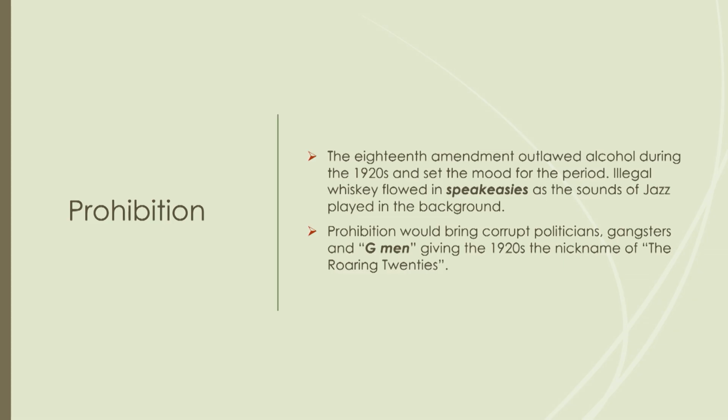Prohibition. The backdrop of the 1920s, of course, the thing that makes it fun, is all because of the 18th Amendment. And what the 18th Amendment does is it outlaws alcohol during the 1920s. And because it outlaws alcohol, we're going to find illegal clubs like speakeasies, of course, that will be created where whiskey will flow, and then, of course, jazz will be played in the background. Prohibition will bring corrupt politicians and gangsters and G-men, giving the 1920s a nickname of the Roaring Twenties.